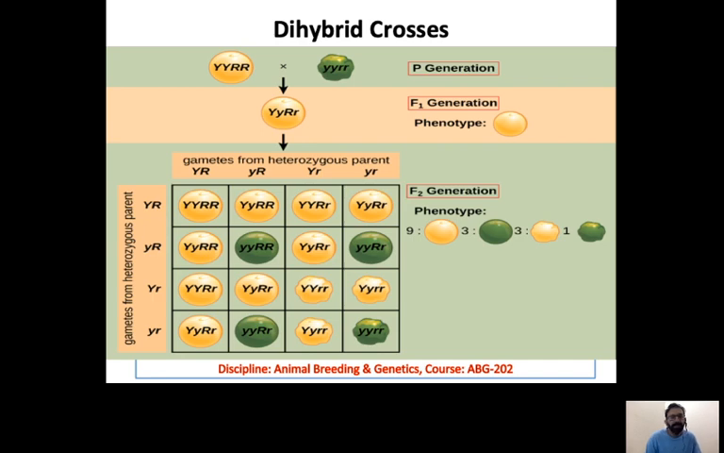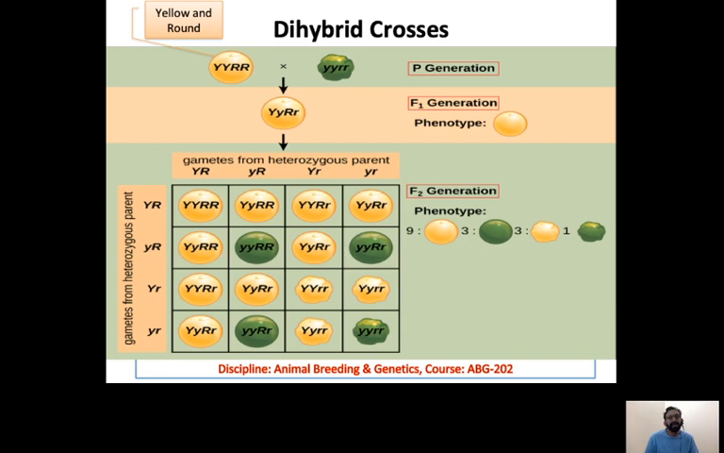Let's have a look at the dihybrid cross. You can see on your slide the example of the dihybrid cross with the Punnett square. So here is one individual, male or could be female. Of course, if it is the male, the other one would be the female.